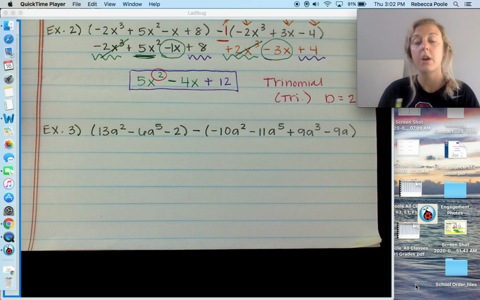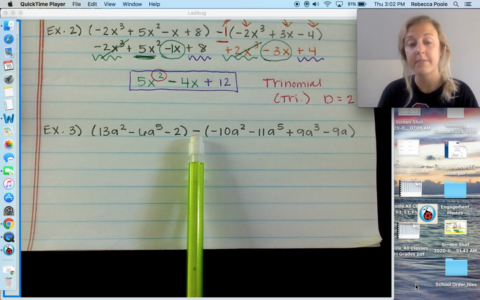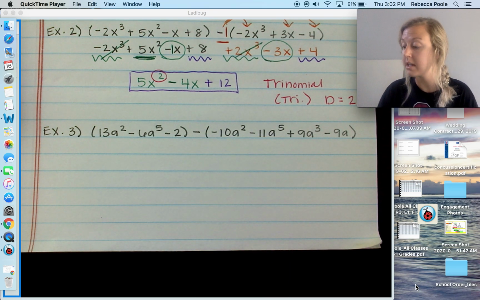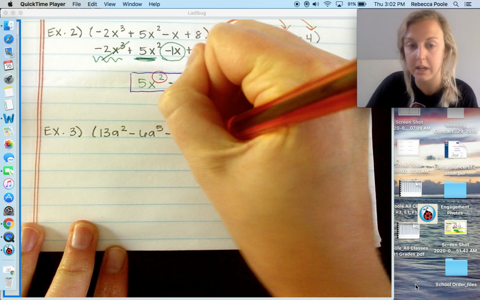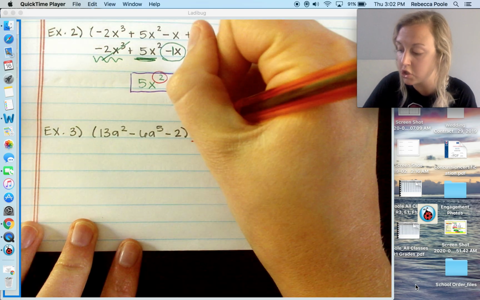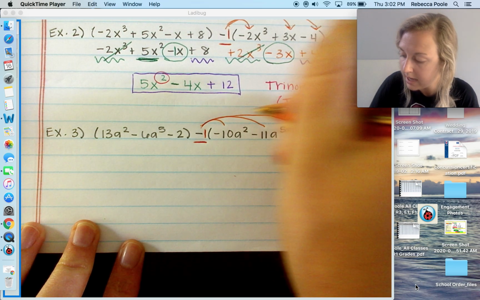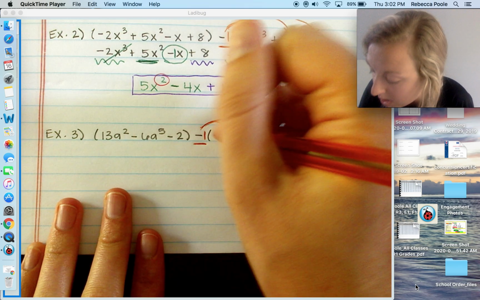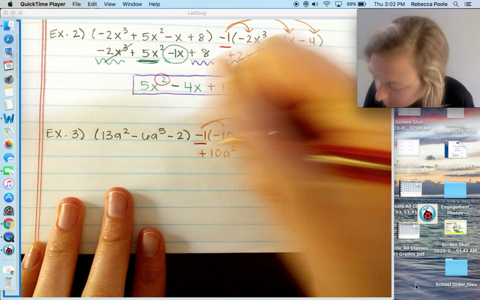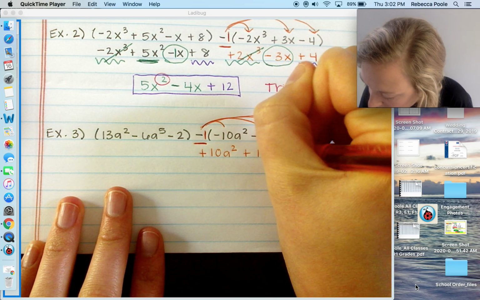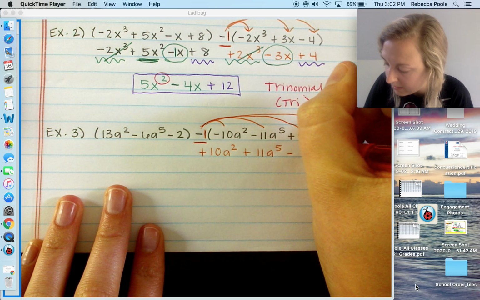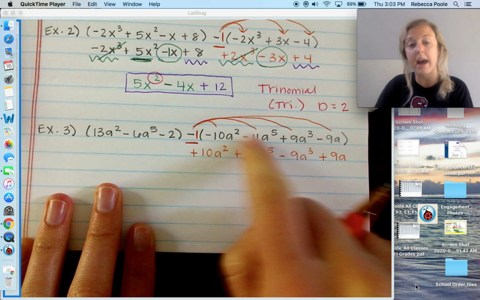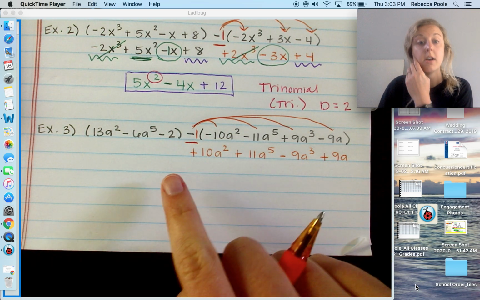Okay? So again, we're going to check our sign. If there's not a positive 1 in front of that second parentheses, you've got to distribute and change the signs, okay? Now, this one doesn't have a positive 1, just like all the other ones. It's got a negative 1, so I'm going to distribute that negative 1. And in the last example we just talked about, all that does is change all the signs. So this is now positive 10a squared. This is now positive 11a to the fifth. This is now negative 9a cubed, and this is now positive 9a. And if you want to multiply every single one of them to check, you can, okay? But that's what you're going to get.